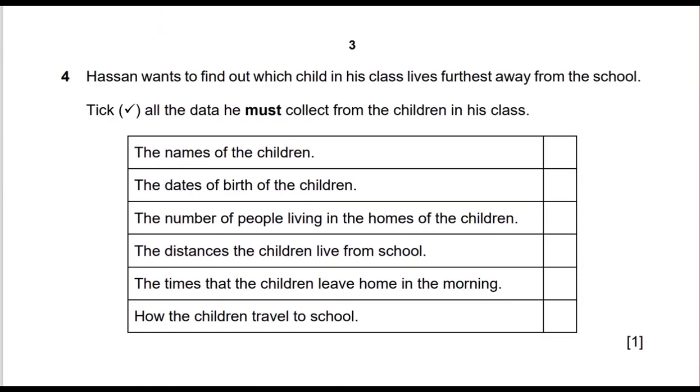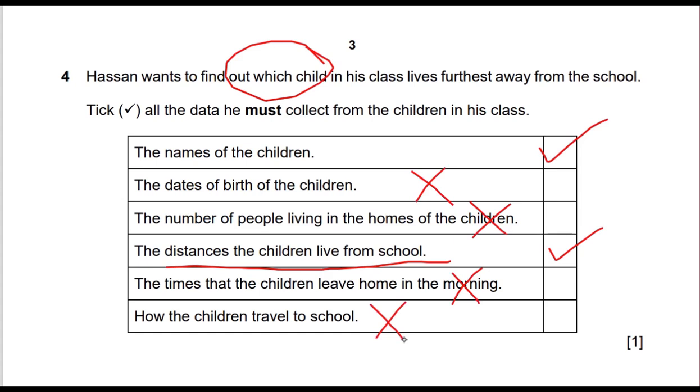Question 4. Hasan wants to find out which child in his class lives furthest away from school. So what he needs to know, if you need time you may pause this video, is the distance the child lives from school, and which child, it means the name of the child. The date of birth is not necessary, the number of people, the time, and how children travel to school are not necessary. So this data is enough to tell which child lives furthest away from school: the distances the children live from school. Next, number 5.